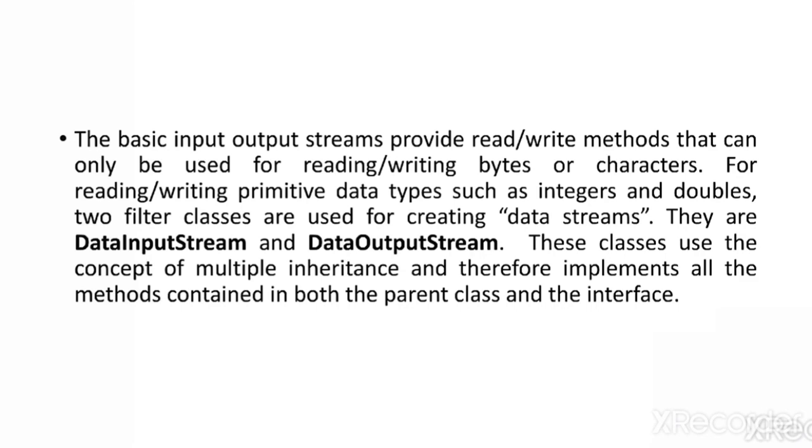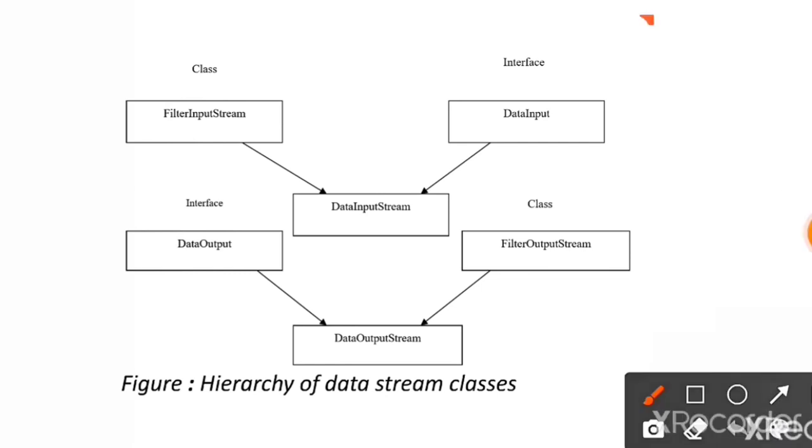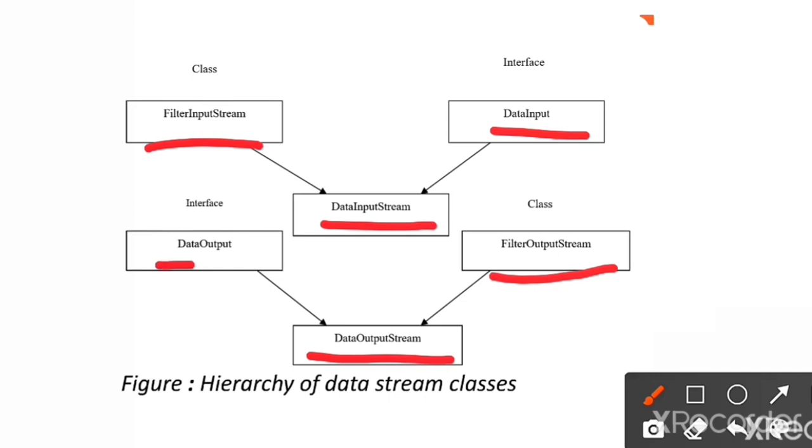The two filter classes used for creating data streams for handling the primitive data types are data input streams and data output streams. These classes use the concept of multiple inheritance and therefore implement all the methods contained in both the parent class and the interface. This is graphically illustrated in this slide. Both the file input stream and file output stream implement data output stream and data input stream, and the interfaces DataInput and DataOutput.